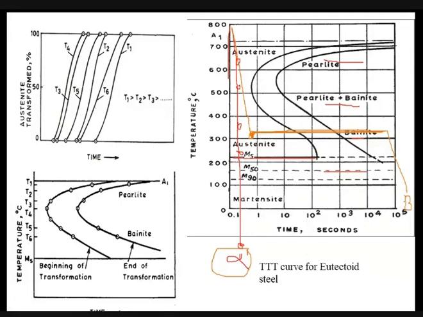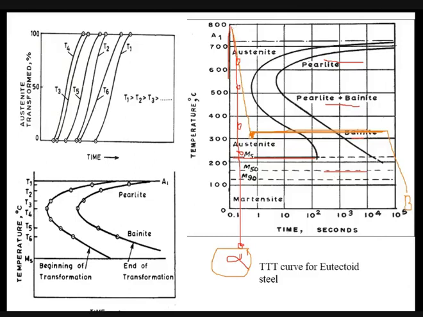So coming back to bainite, it is a mixture of ferrite plus carbide. Remember that pearlite, in the pearlitic transformation we discussed, is a combination of cementite plus ferrite. But bainite is a combination of ferrite plus carbide. So that we will discuss at the time of bainitic transformation.